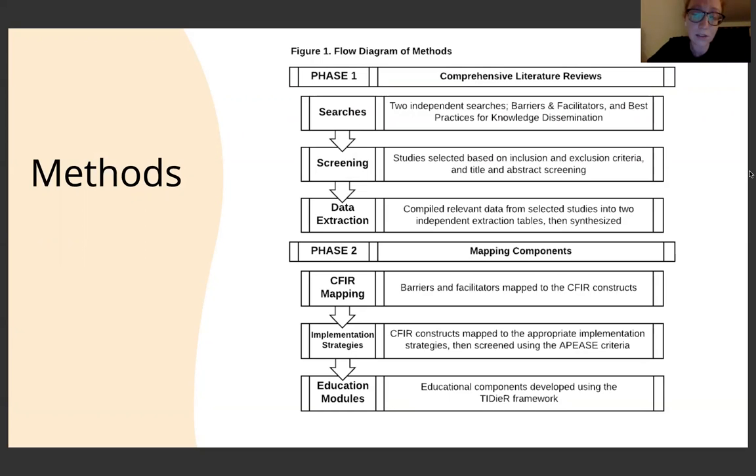And then phase two is the more complex phase of mapping components. So we took the barriers from the literature review and we mapped them to the CFIR constructs. And from the CFIR constructs, we used a matching tool to map them to the appropriate implementation strategies. And we used the ERIC implementation strategies. And from there, screened all of them using the APEASE criteria to find out if they would be most suitable and most feasible in our setting. And once we had the final implementation strategy screened, we used the TIDieR framework to develop the who, what, when, where, why of the educational component and our total package.